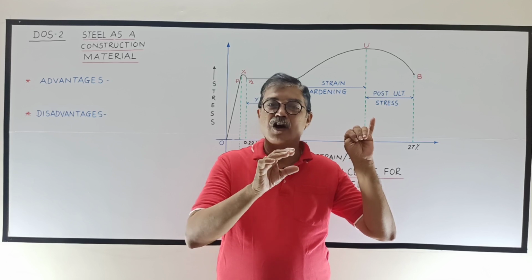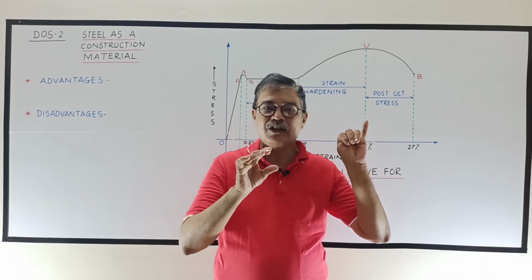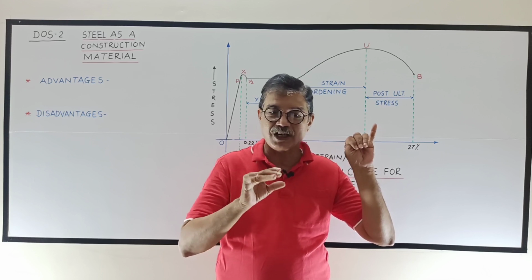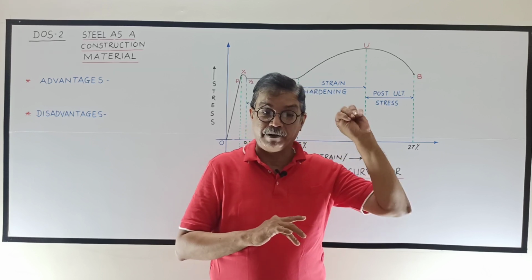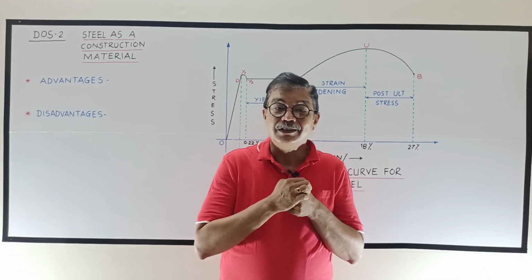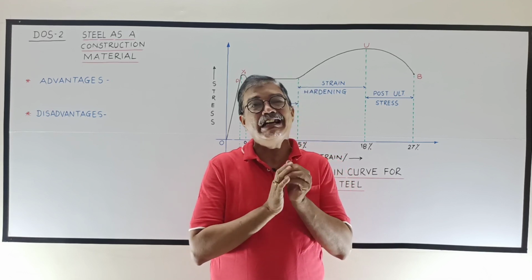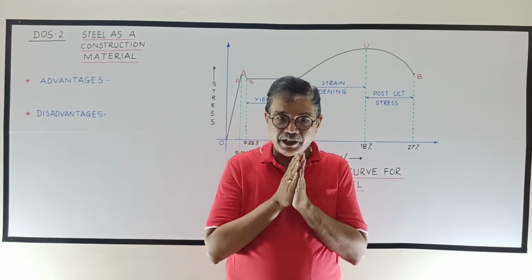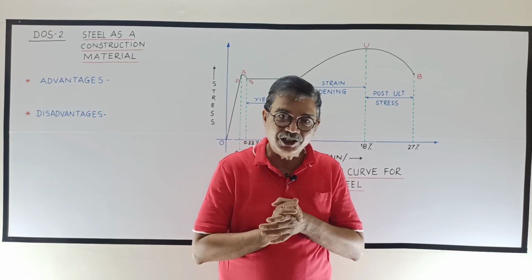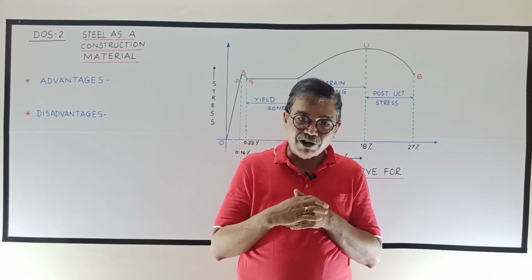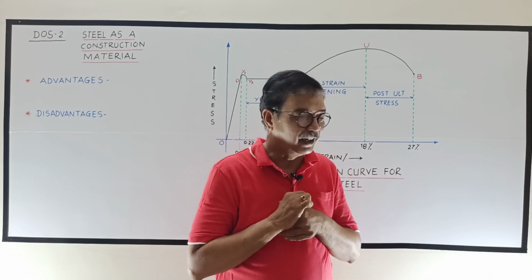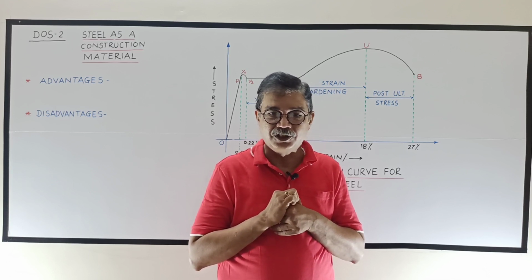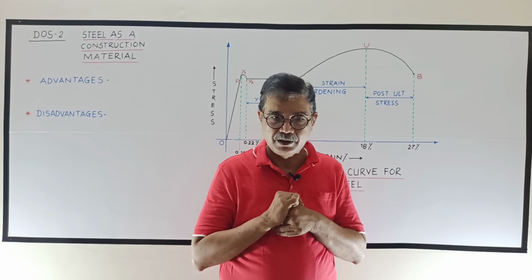Fourth one, long and slender compression members fail by buckling very easily, due to which full strength of steel cannot be utilized. And fifth one, it requires skilled and trained labor for fabrication and erection. Do you understand? So these are advantages and disadvantages of steel as a construction material.